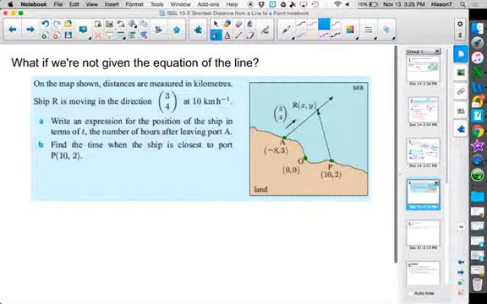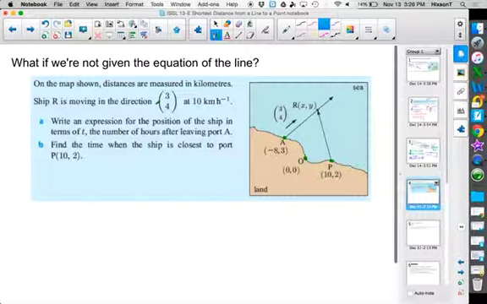Okay? And what it says here is that ship R is moving in the direction (3, 4) at 10 kilometers per hour. Now question, does that have a magnitude of 10?